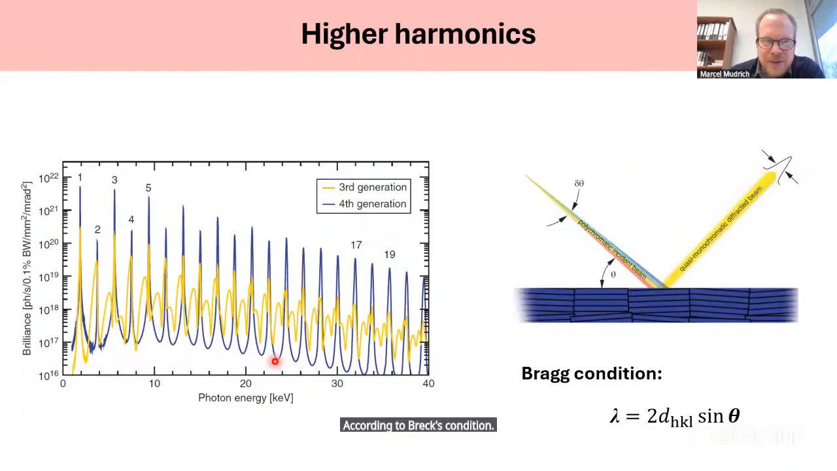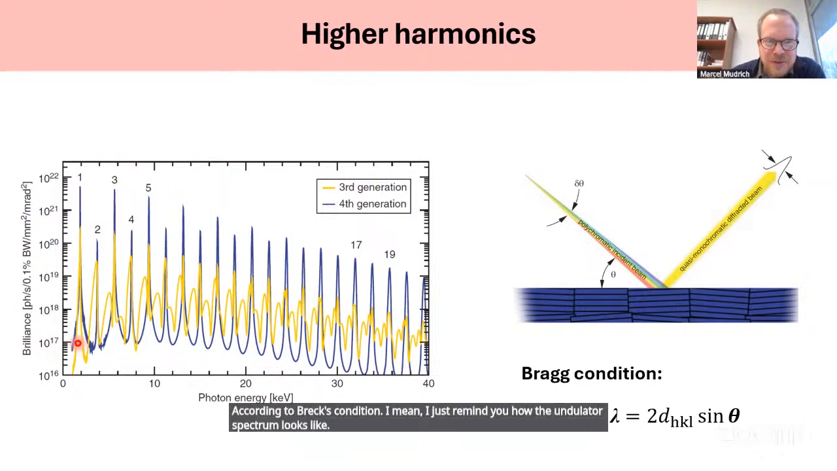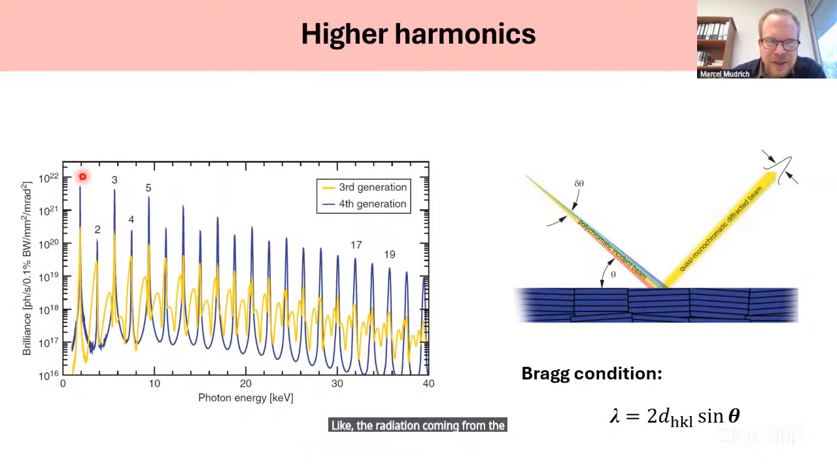I just remind you how the radiation coming from the undulator looked. The most intense contribution is the first harmonic. But there's also some second, third harmonic, and so on inside the spectrum of the undulator. And this is the Bragg condition for diffraction on the crystal.